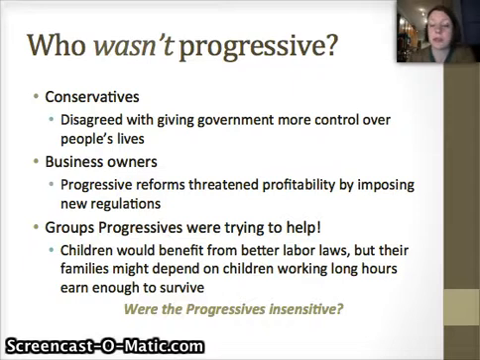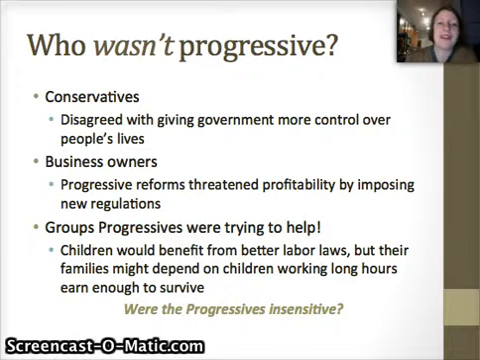Business owners are also, in many cases, very opposed to what progressive reformers were doing. Reformers threaten the profitability of businesses, right? We talked about this in class. It costs you more to put regulations in place or put safety precautions in place for your workers, you as a business owner might be looking to cut costs anywhere you can and feel like that impedes your ability to make as much profit as you possibly can.